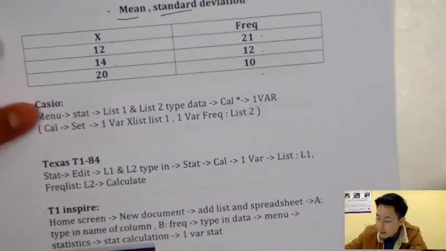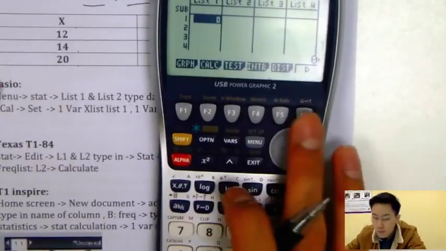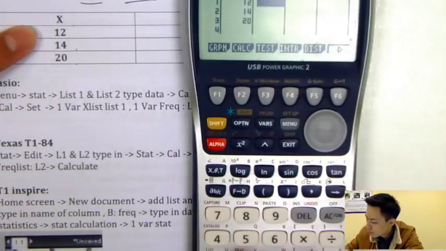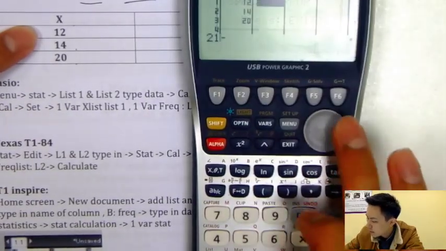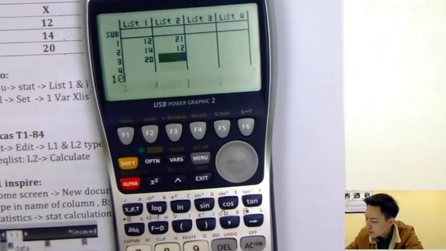For Casio, just go to menu, and then go to stat, and you will see a table here. Just type in 12, 14, and 20. And for list 2, you type in 21, then 12 and 10.